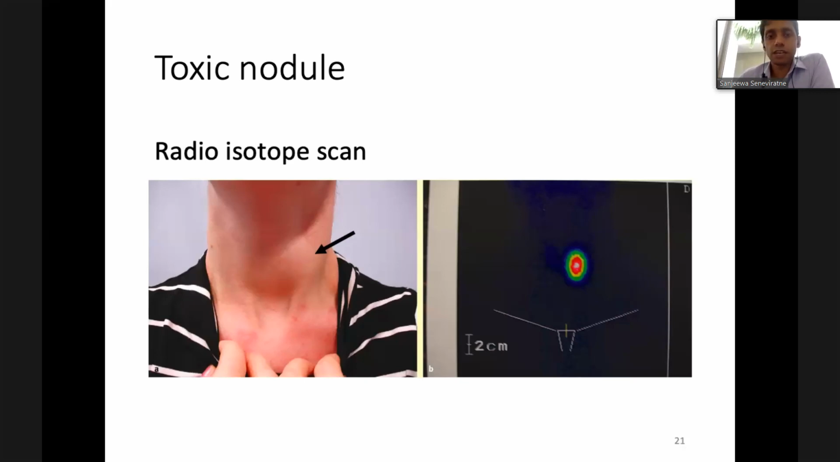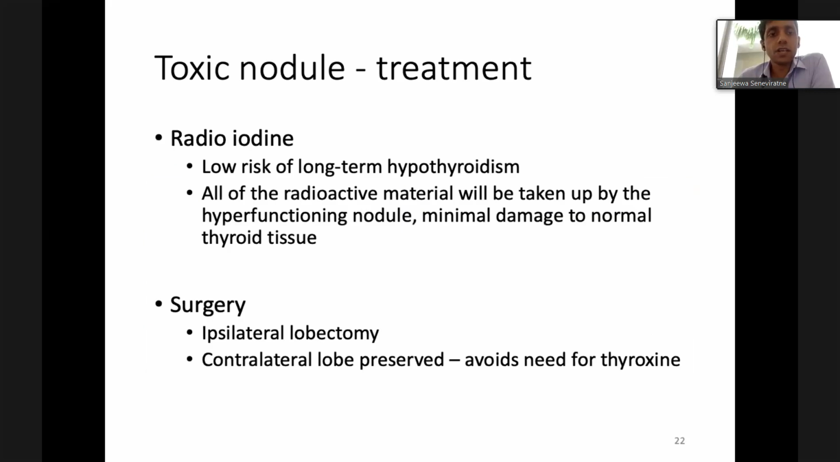It's not so important if you are going to give radioactive iodine therapy. Radioiodine is one option. This is a toxic nodule, so most of the iodine will be taken up by the nodule. Therefore, the longer-term hypothyroid risk is low. But again, like every condition, there is a downside: radioactive iodine has limited efficacy as compared to surgery. When it comes to surgery, we can offer the patient an ipsilateral lobectomy, that is hemithyroidectomy. We preserve the opposite side.